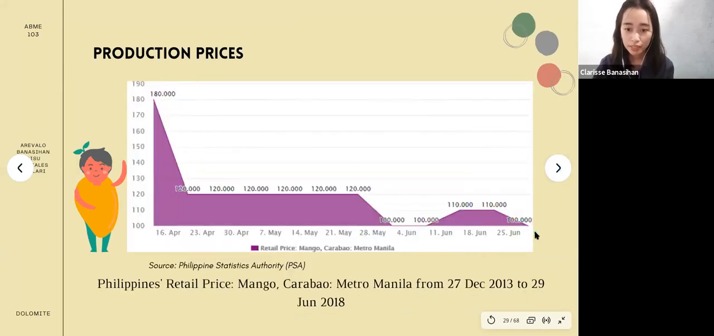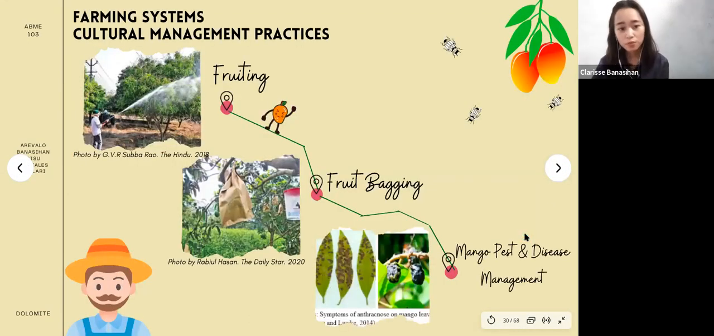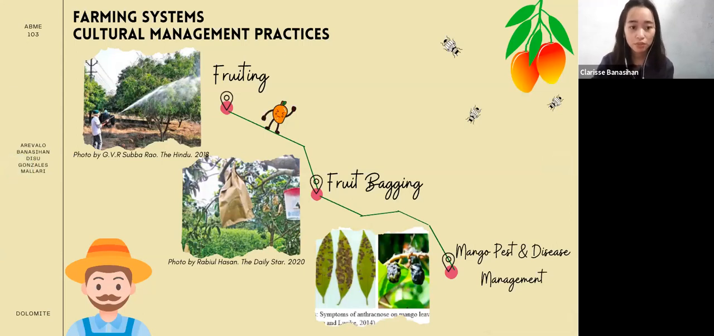And as of December 2018, Metro Manila data reported that the Carabao mango has a retail price of 180 pesos per kilogram. This indicates a rise from the previous 140 pesos per kilogram in November 2018. And Metro Manila data shows an average of 110 pesos per kilogram from December 2013 to December 2018. And now let's move on to farming system and cultural management practices of mango commodity.